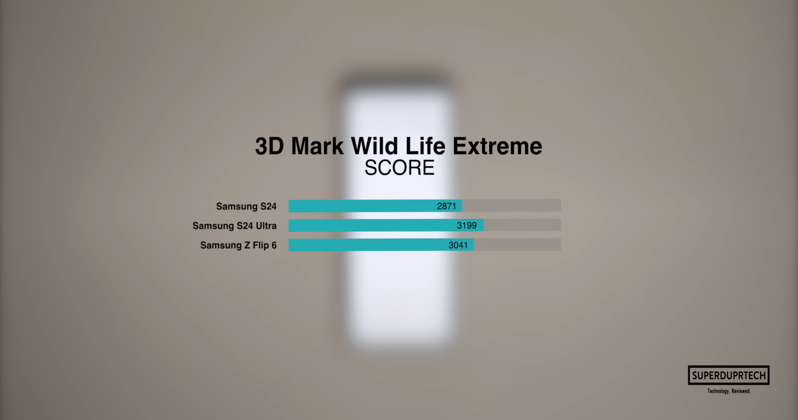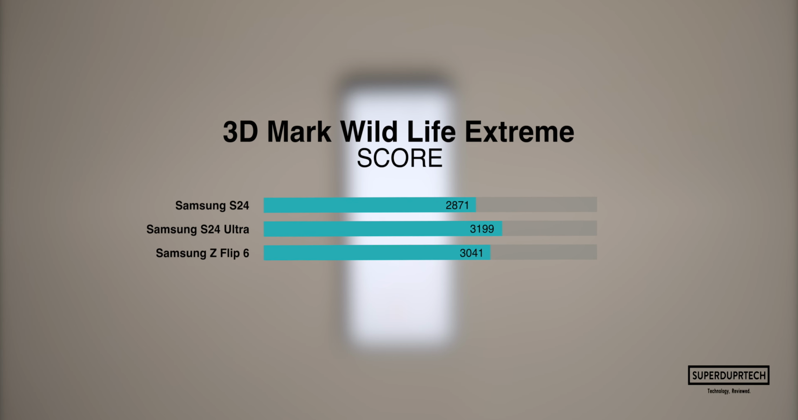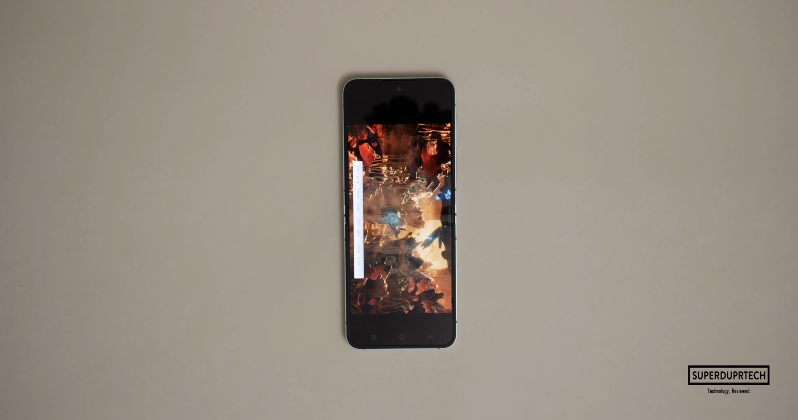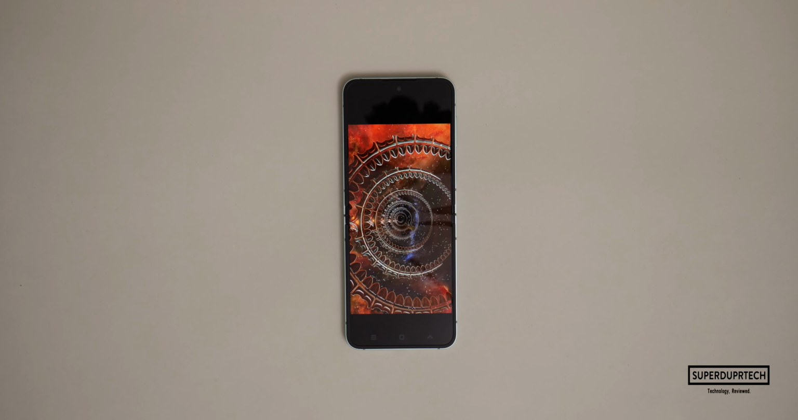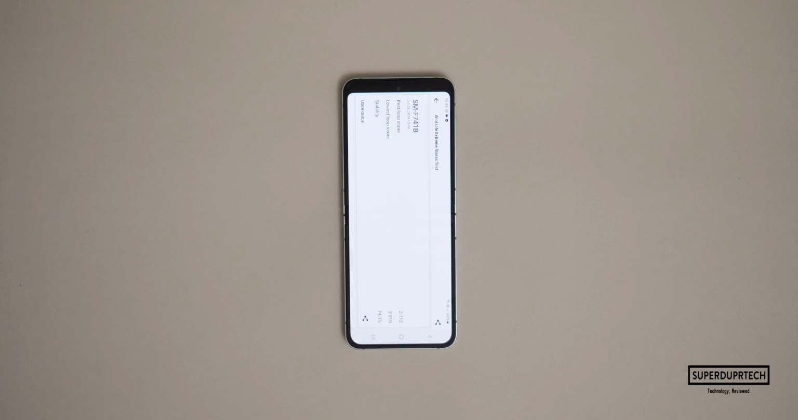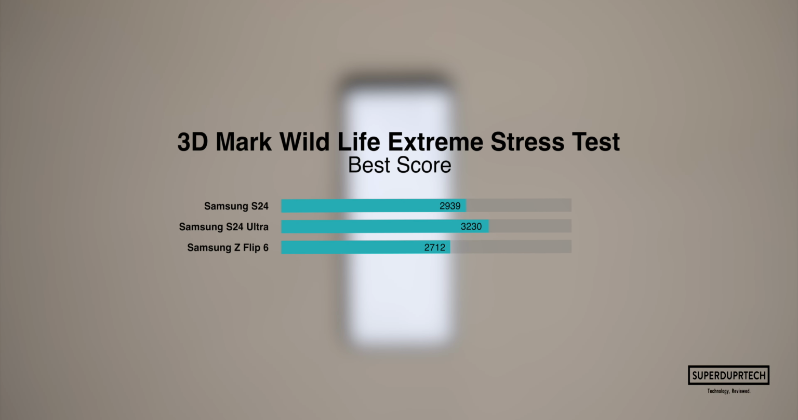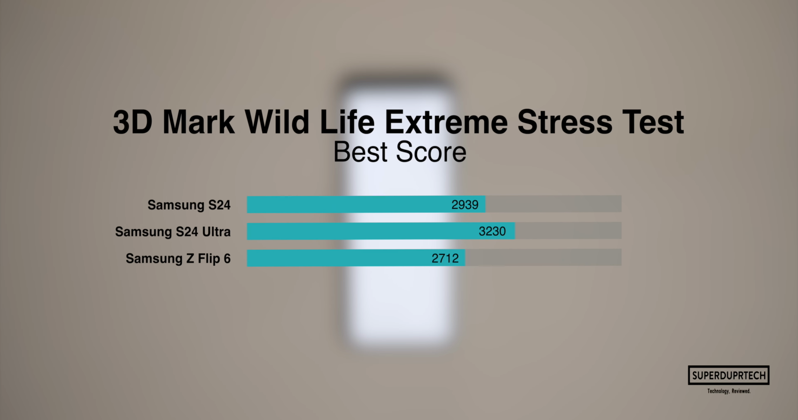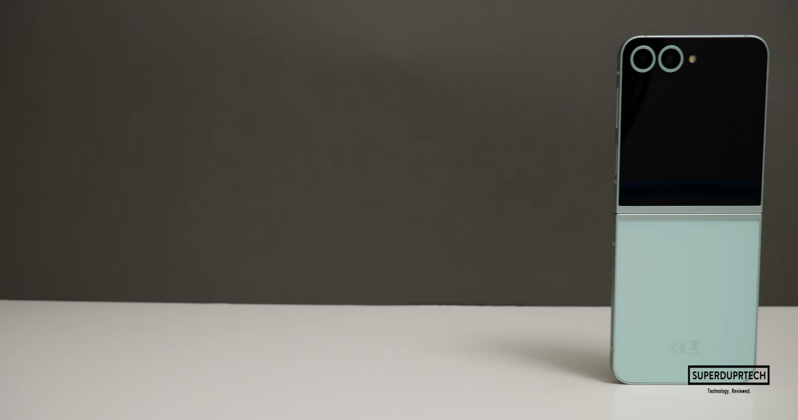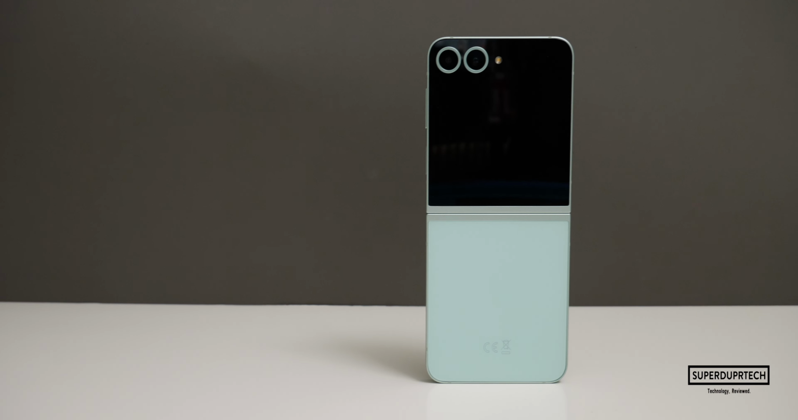And these scores were pretty much in line with what I had got with the S24 lineup, and so I wanted to see if there were any differences, and so I ran the wildlife extreme stress test on the Z Flip 6. It scored a best score of 2,712, with its lowest score being 2,010. And once again, if we compare this to the S24 or the S24 Ultra, the best score that the S24 scored was 2,939, with its lowest being 2,444.